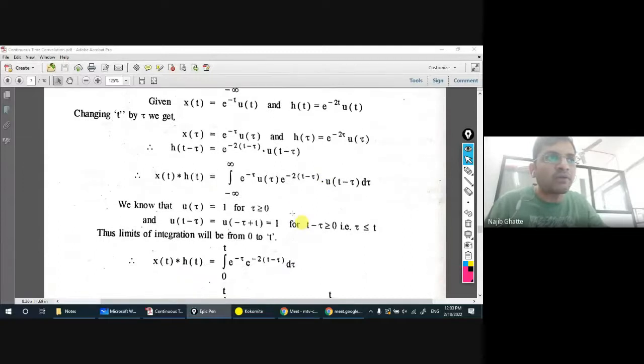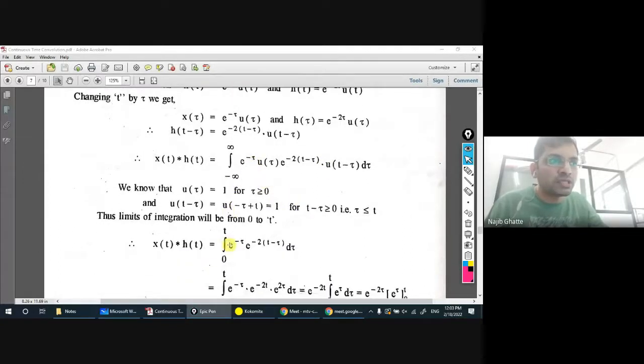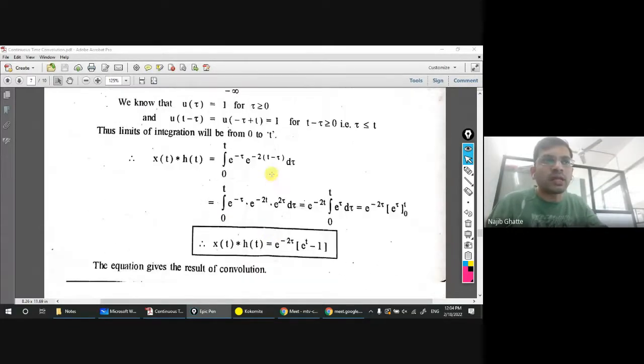I'll be directly writing what, sir? e raised to minus tau, e raised to minus 2, t minus tau d tau. समझा क्या क्या मैंने यहाँ पे? And limits of integration has now been converted from minus infinity to plus infinity, to 0 to t. Understood, sir? What I have done? The rest is basic algebra.